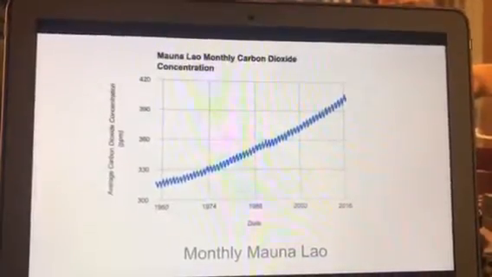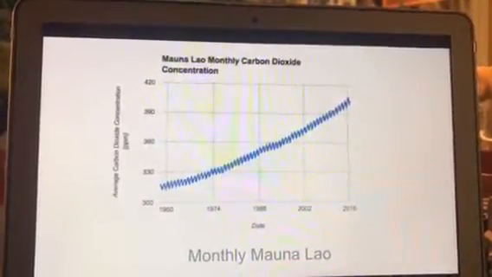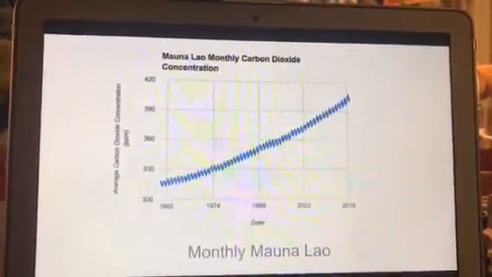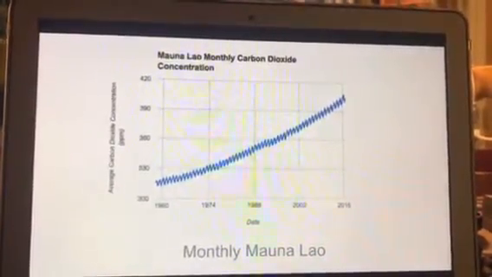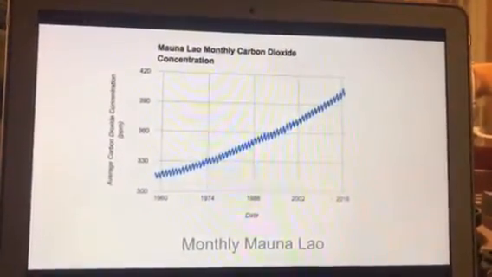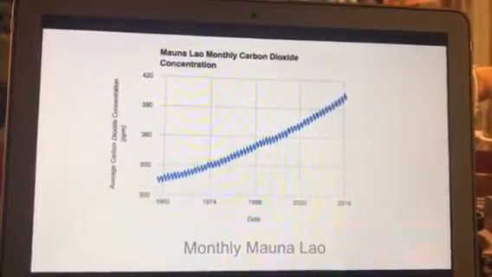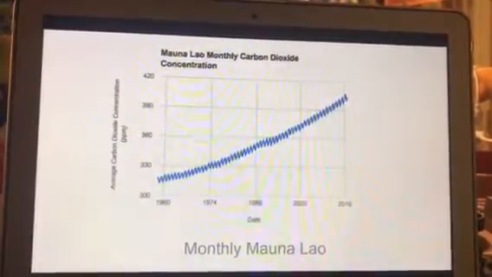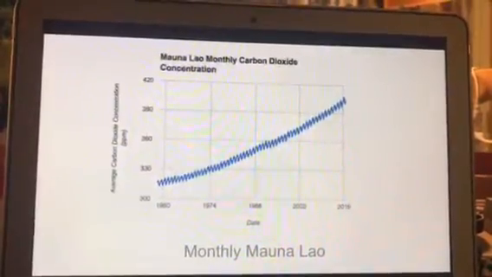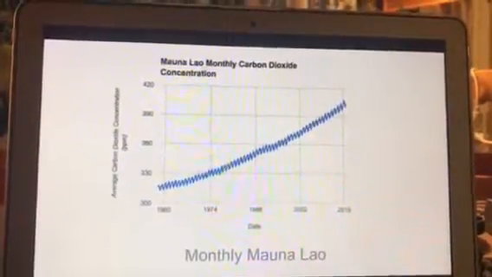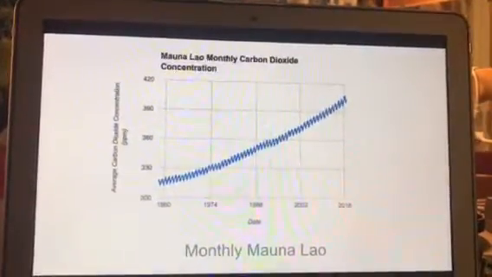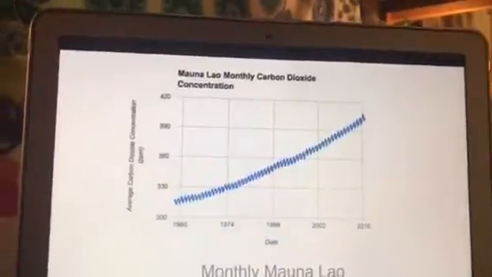This next graph is the Mauna Loa monthly carbon dioxide concentration. On the x-axis are 57 years, and on the y-axis is the average carbon dioxide concentration in ppm, same as before. The only difference is that the carbon dioxide is measured monthly, and this is the reason for why the graph looks like this. The spikes on the graphs are because in the wintertime people use more energy to heat their houses, and since it is warm in the summer, there is no need.